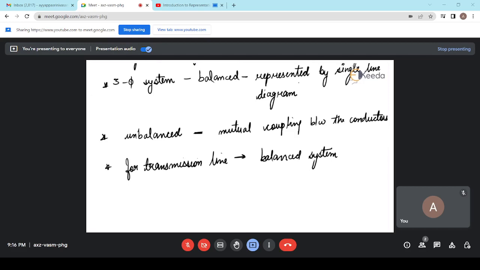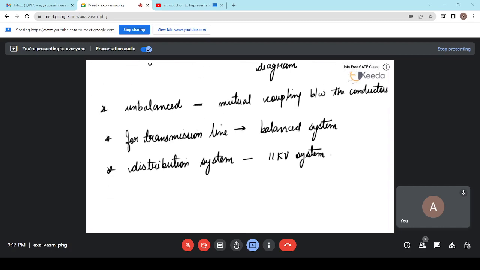Voltage is also balanced, but when you come to distribution system, 11 kV system, 11 kV distributed in our country, in that case, each load is not balanced. In some cases it is unbalanced. So in that case, you have to consider the mutual inductance. And those things cannot be represented by a single line diagram. So you have to consider all the three phases.